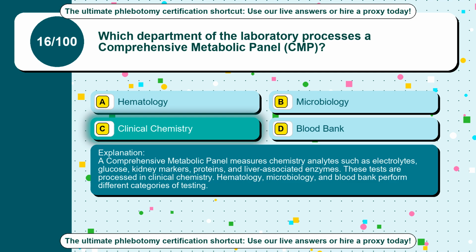A comprehensive metabolic panel measures chemistry analytes such as electrolytes, glucose, kidney markers, proteins, and liver-associated enzymes. These tests are processed in clinical chemistry, while hematology, microbiology, and blood bank perform different categories of testing. Question 17.